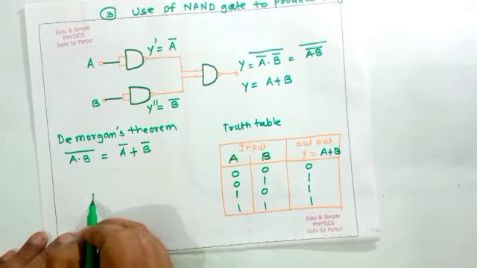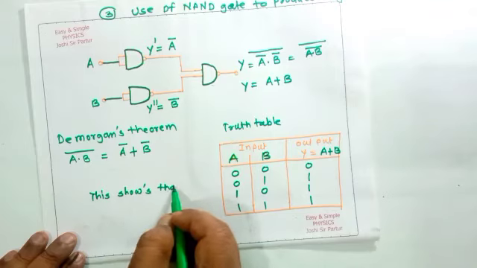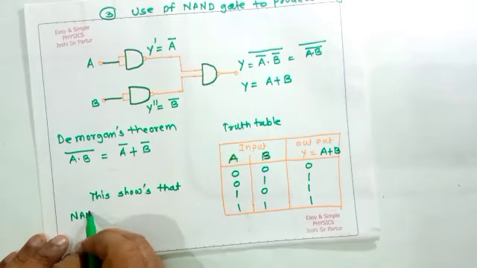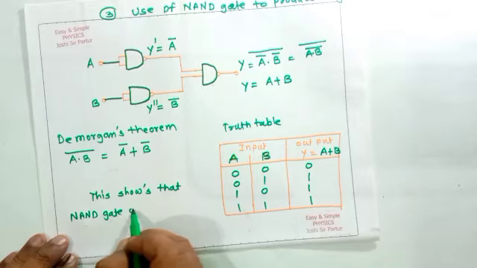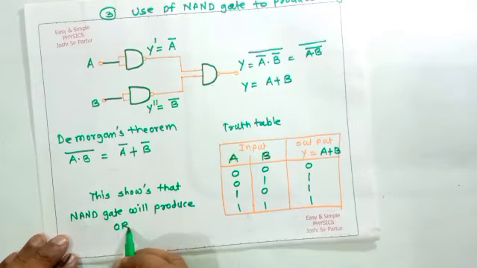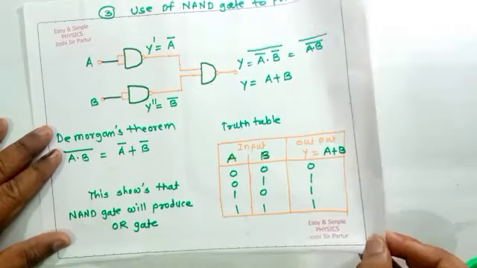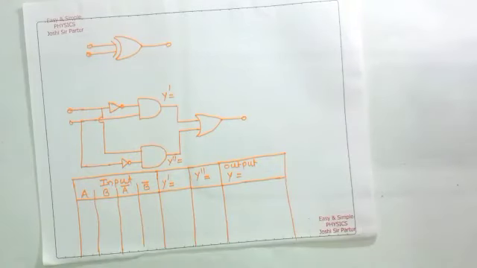This shows that NAND gate will produce OR gate. That is, derived gates can produce a fundamental gate called OR gate. Here there is another derived gate. The name of the derived gate will be XOR gate.